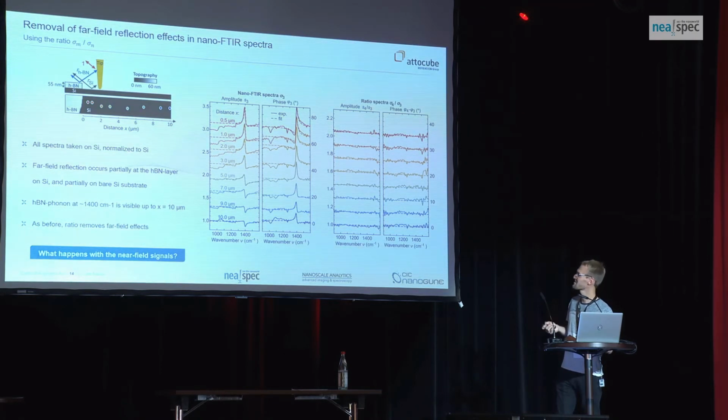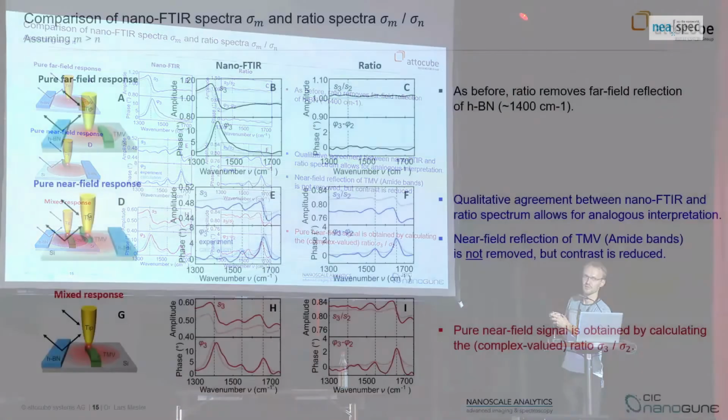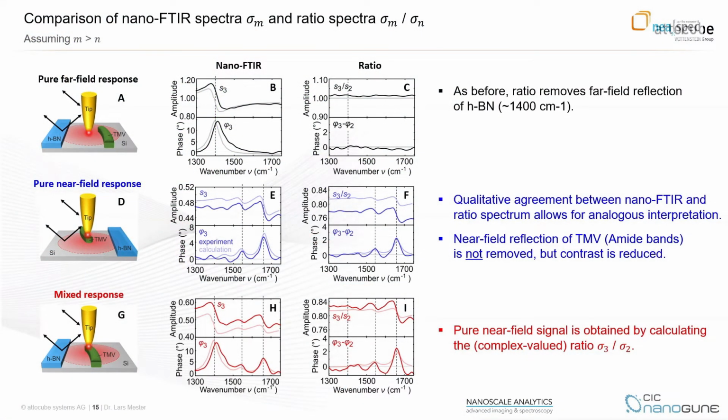But now the interesting question is what happens with the near field? Maybe it also disappears. So this is why we made another experiment on TMVs. Now we just saw it in the talk before. But here, as a controlled experiment, we designed the sample in a way that we have a pure far field response, just like on the slide before. So we're probing only this indirect illumination via the hBN. We see again this peak in the nano-FTIR spectrum, which disappears when calculating the ratio.